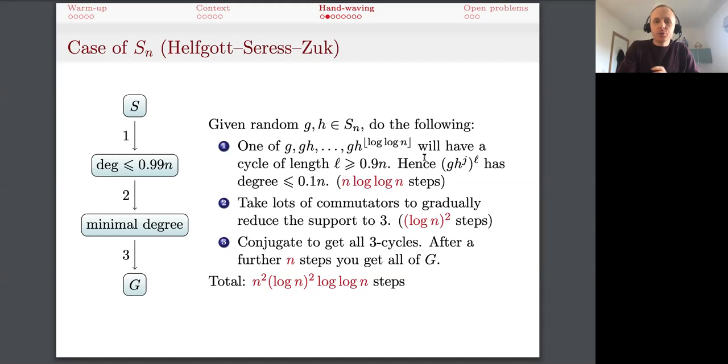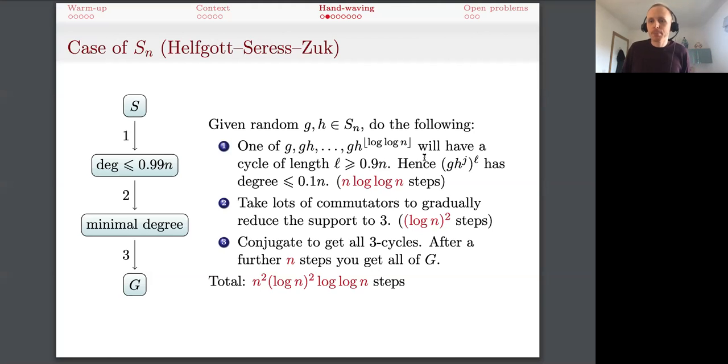Okay, so we'd like to do something like this in the case of SL_n(Q), or SL_n(Z), something like that, which suggests that the first thing we should do is look at the random walk generated by our generators, and try to find some element, which is not too long a word in our generators, that has degree much less than n.